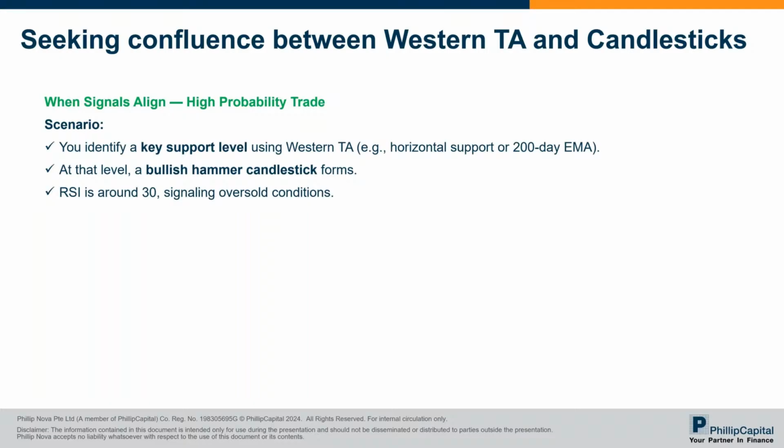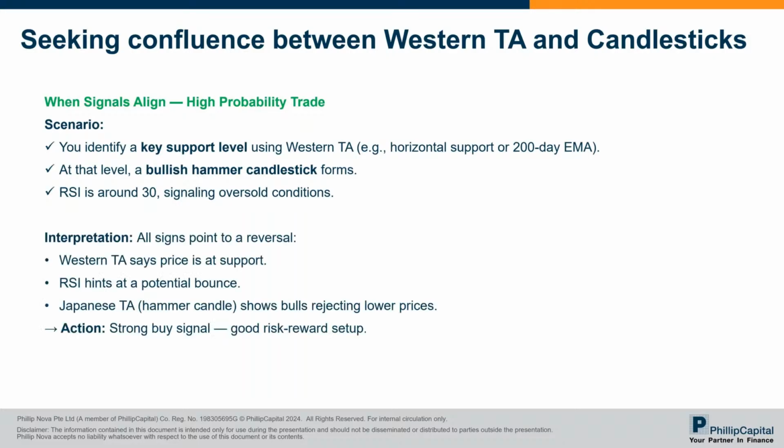So I didn't cover RSI in detail today, but generally when RSI is at 30, it means that it is oversold. It tends to bounce up to the upside. On the other hand, when the RSI is at 70, it means overbought, that it tends to reverse to the downside. So this is the interpretation of the scenario above.